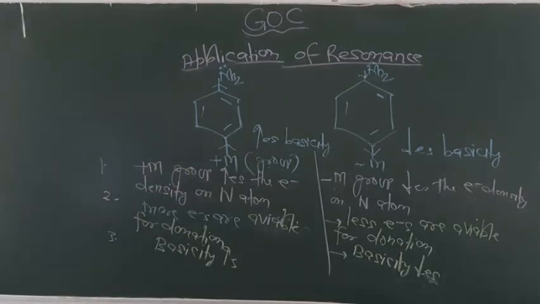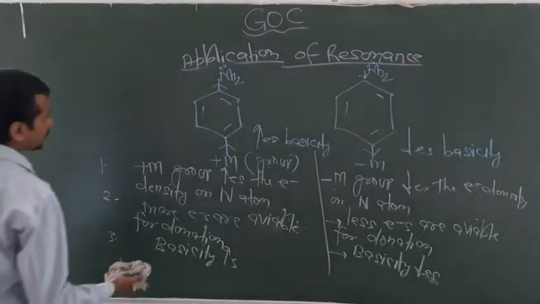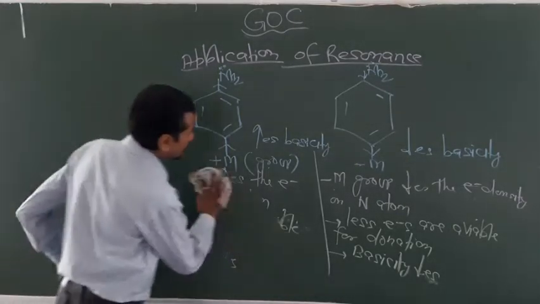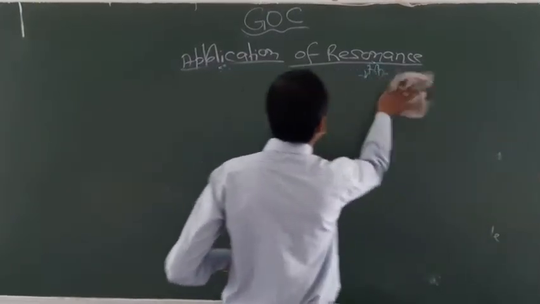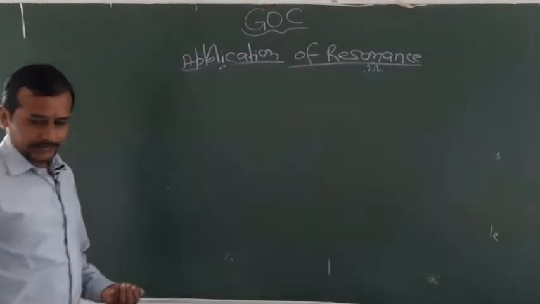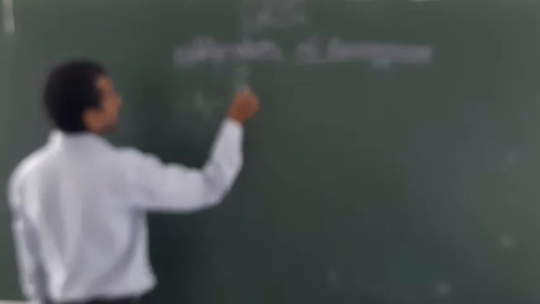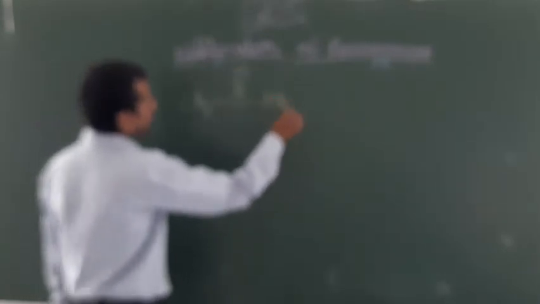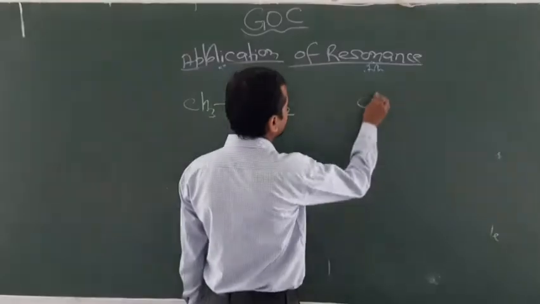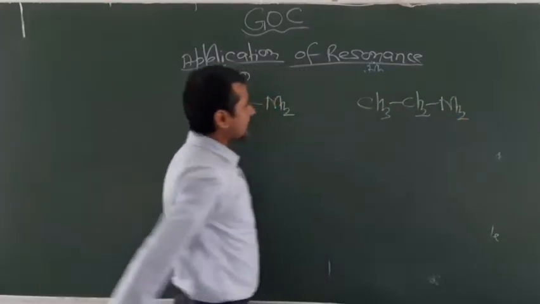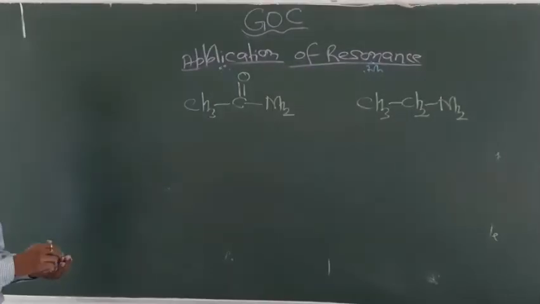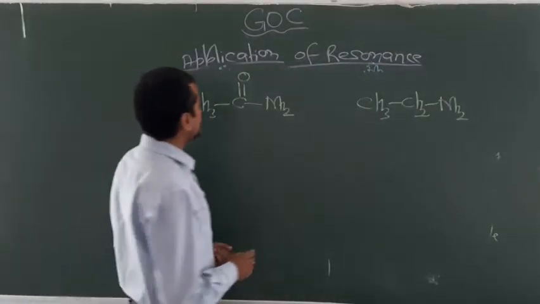Now dear students, here I have taken some examples to explain the role of resonance to increase or decrease the basicity. So look at the example: CH3, CH, C double bond O and NH2, and one compound given like this. Out of these two, which is more basic, you can decide by resonance.